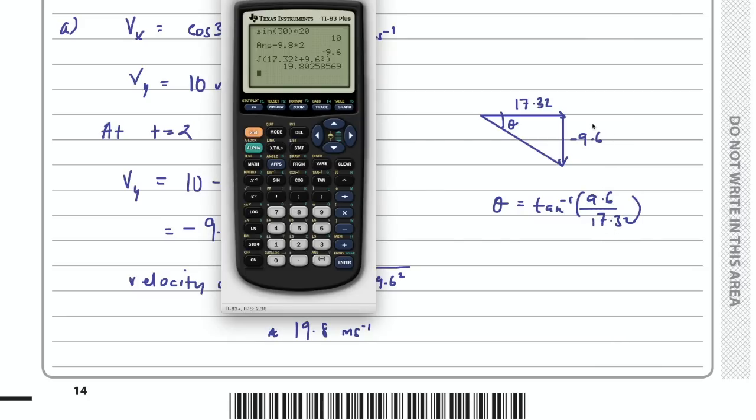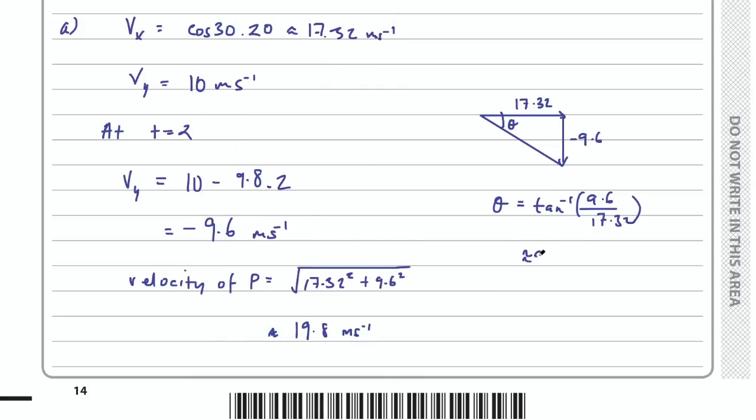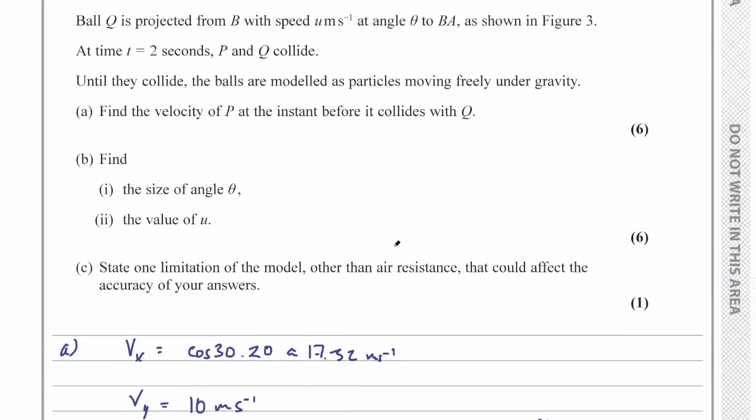Putting that into a calculator, 9.6 divided by 17.32, I get 28.998, so I'd round that off to 29 degrees. That is 29 degrees below the horizontal, so towards the ground. Okay, there we go. That is my final answer for part A.